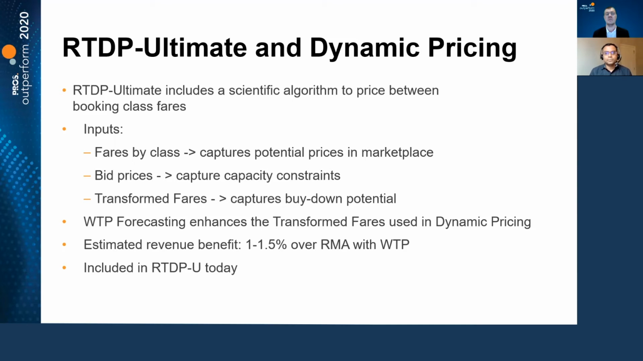One key source of this would be willingness to pay forecasting, which provides an enhanced version of those transform fares, and therefore further enhances the dynamic pricing capabilities. We estimate a revenue benefit between 1 and 1.5% over RMA with willingness to pay. And this is included in the product today, so airlines can implement this with their systems today.